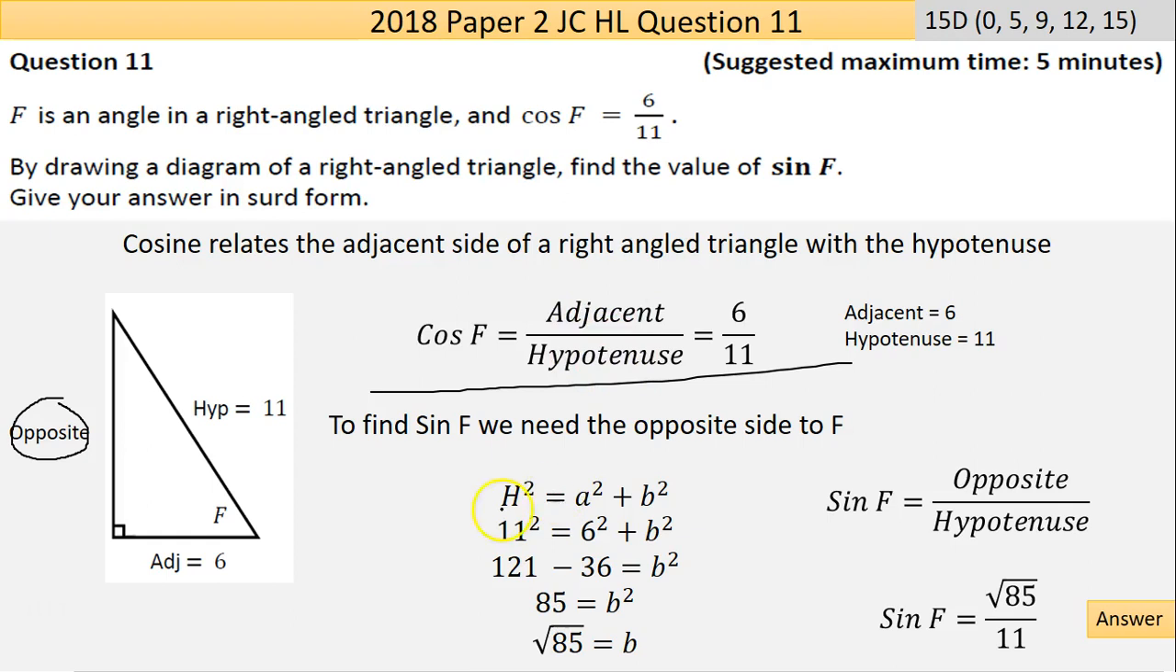Now the only way to find the opposite side is either to find the angle F and then find the opposite, or the simpler way might be just to use Pythagoras. We know the hypotenuse, and we know one of the other two sides, so there's only one unknown to fit in there.